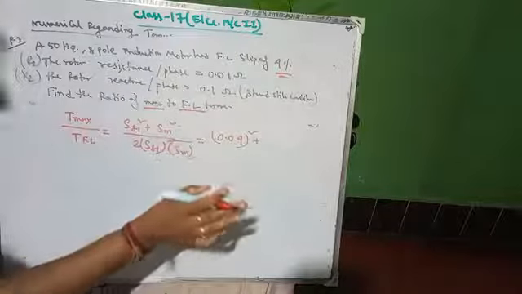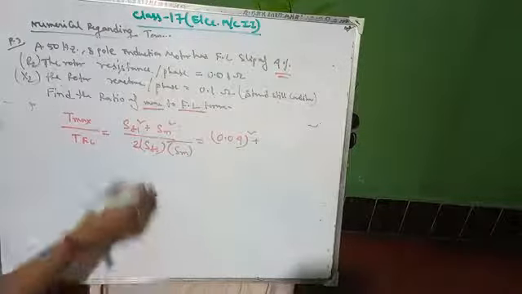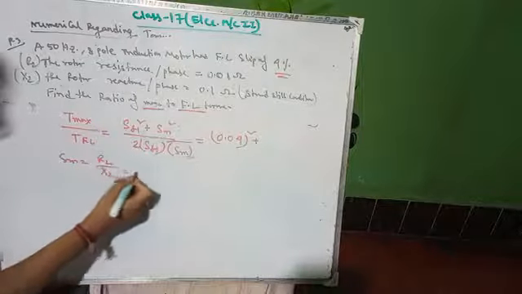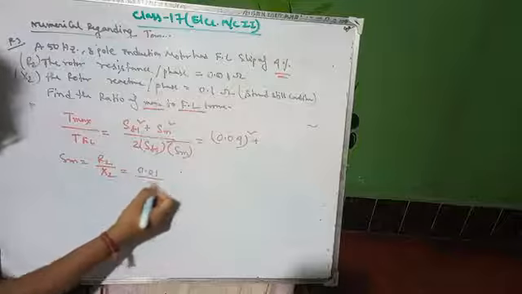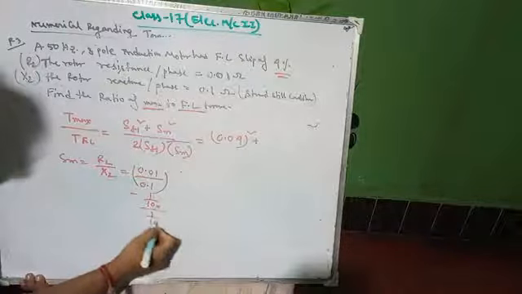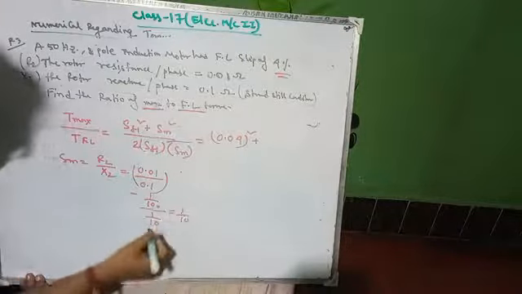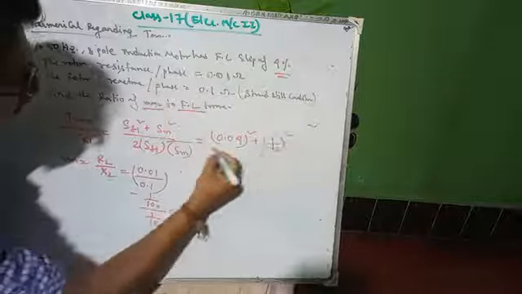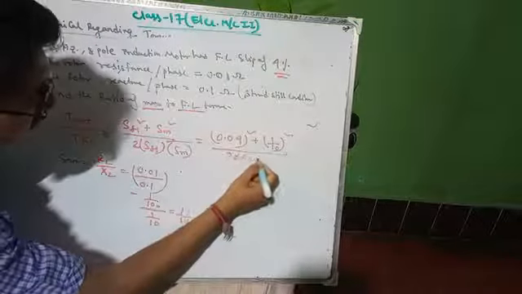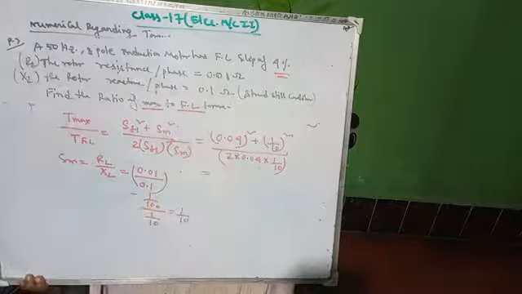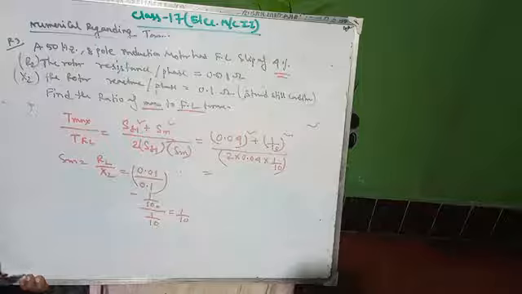Always try to use per unit values. And Sm you have to find. Sm equals nothing but this ratio R2 by X2, and R2 equals 0.01 and X2 equals 0.1. So 1 by 100 by 1 by 10, that will be 1 by 10, right? So Sm equals 1 by 10. So the ratio is (1 by 10) square plus (0.04) square, divided by 2 into 0.04 into 1 by 10. So you can calculate it. After calculating you get 1.45, okay? So 1.45.